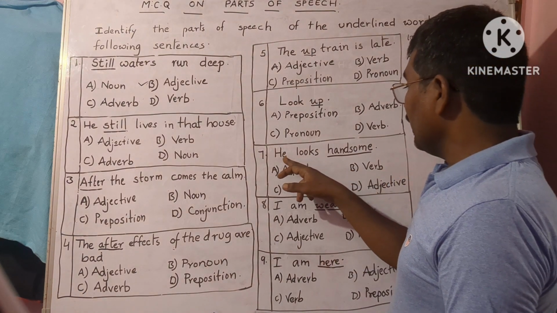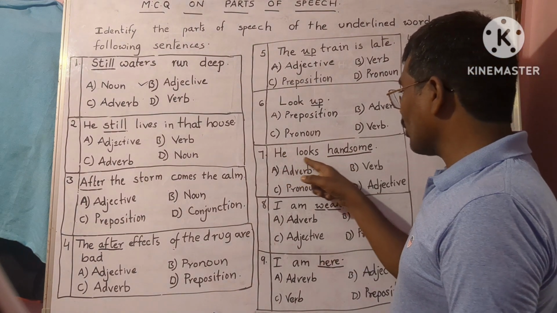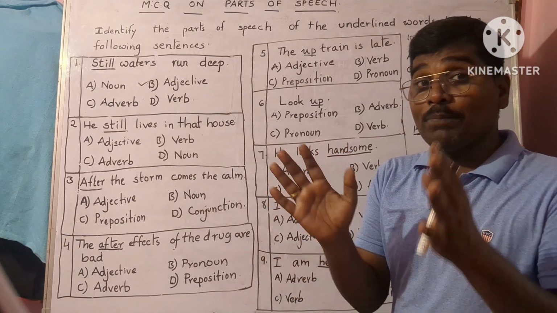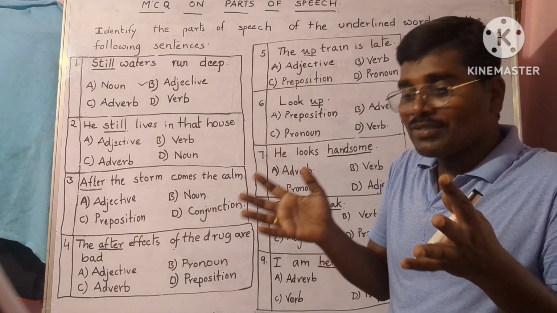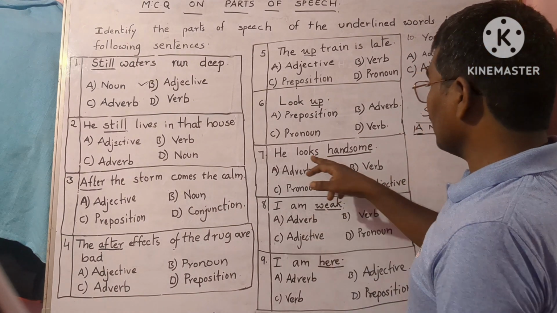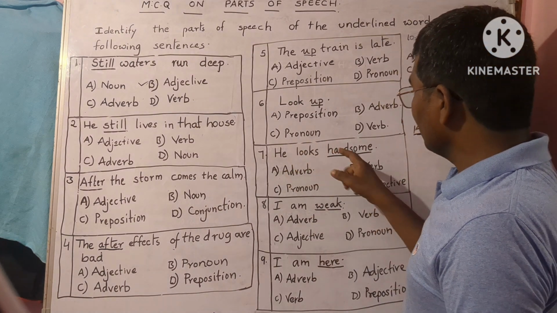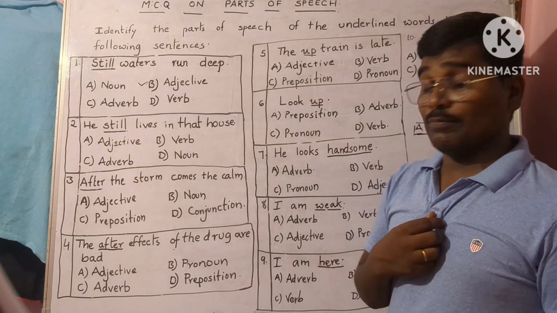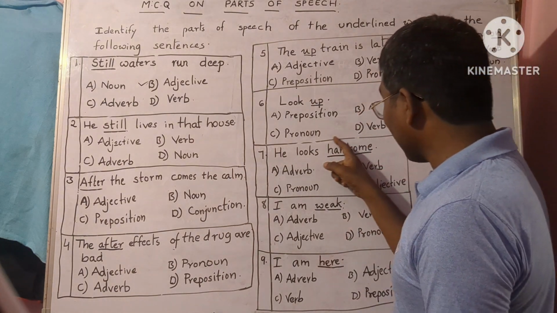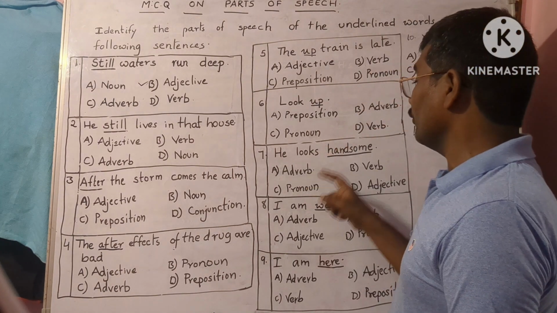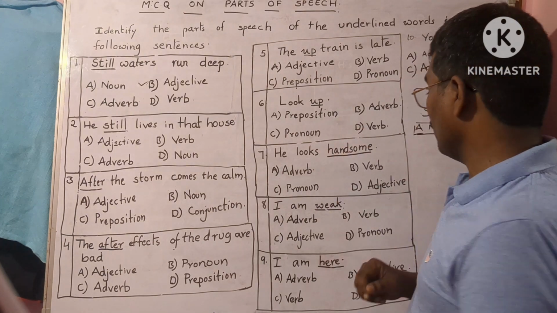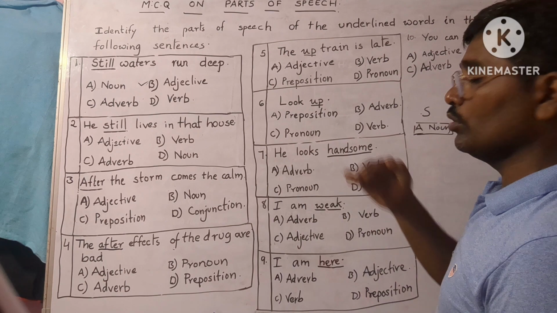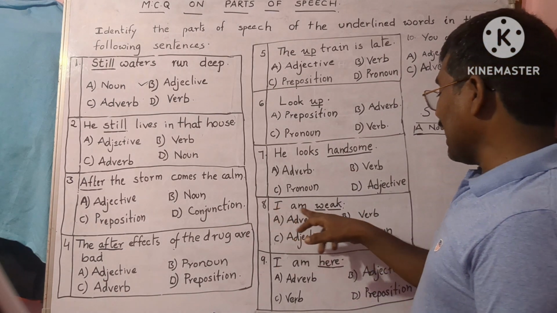Here, he looks handsome. It is not showing any action. He is handsome. Just, he appears handsome. He seems handsome. Here, it links the characteristic of that particular subject. Since it is a characteristic, a quality, we can call it an adjective. Here, see, option D is right. When you go to the next one, I am weak.